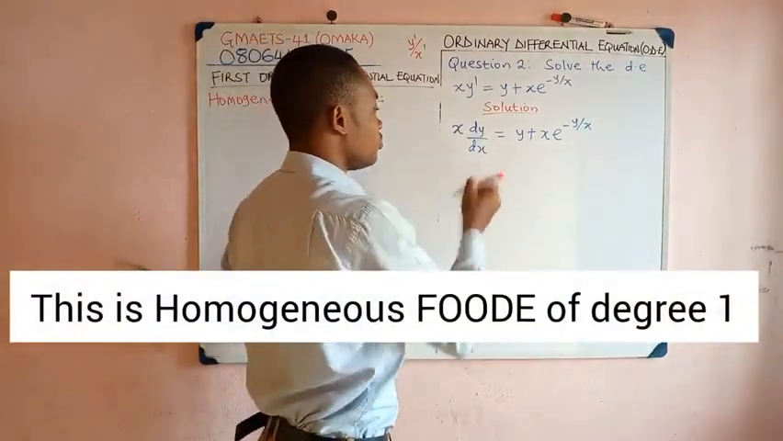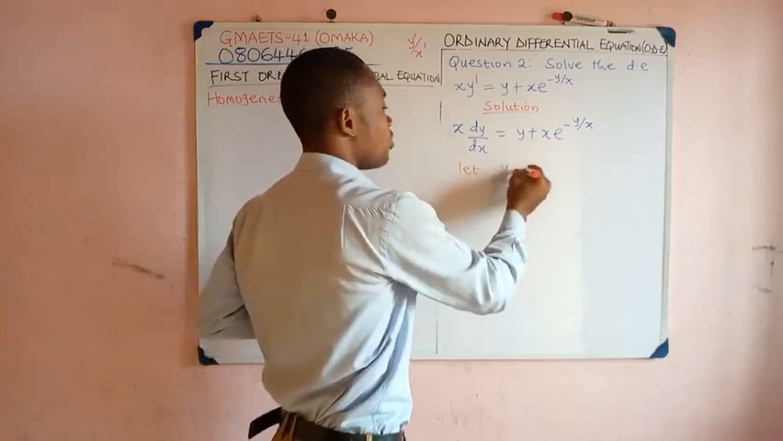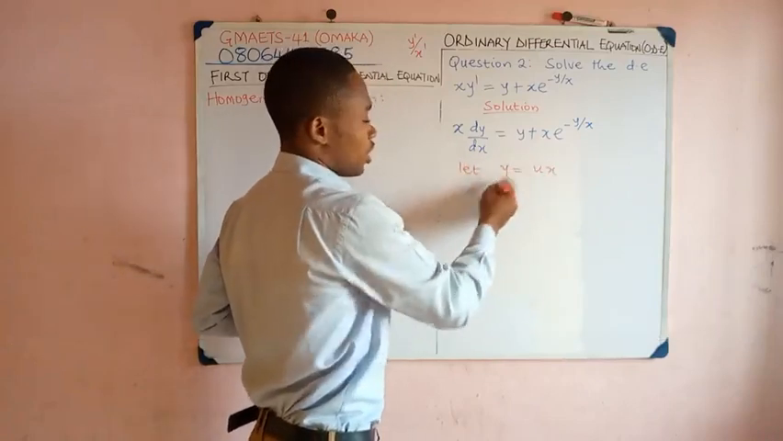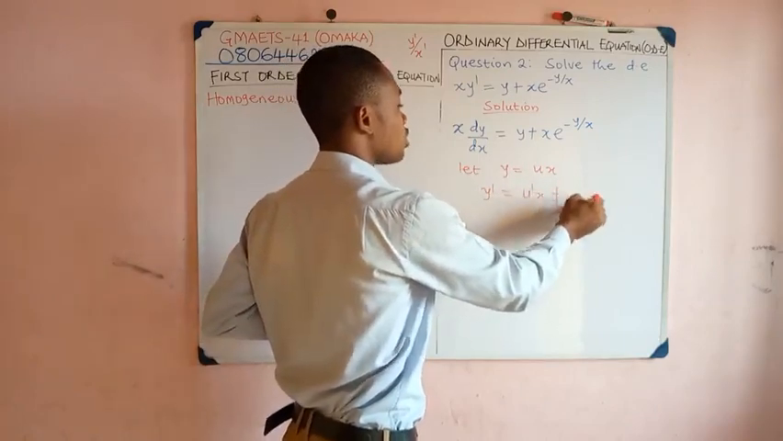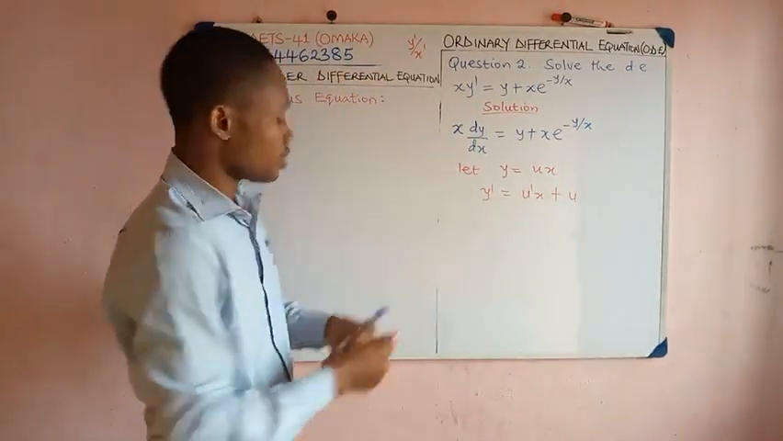To solve, what do we do? Let our y be equal to ux as usual, and then we're going to differentiate to get y prime equal to u prime x plus u. Is that not so? That's differentiating using the product rule.